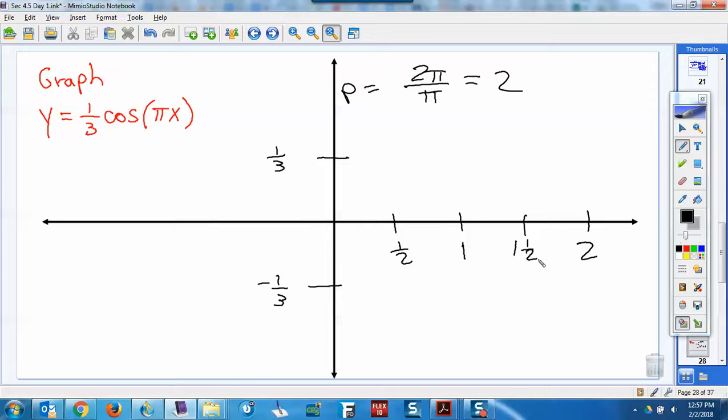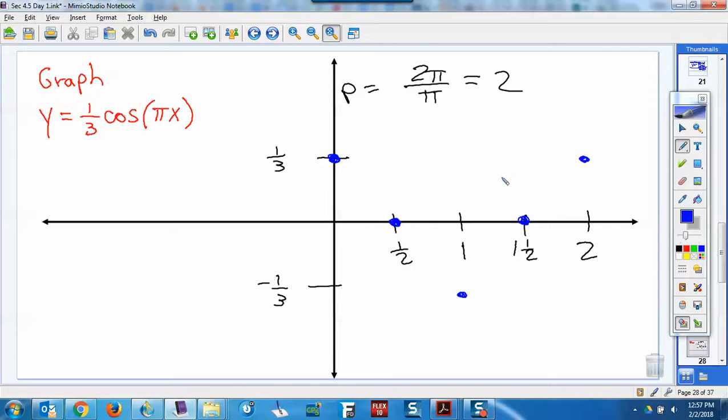And this is a cosine graph. So where's it got to start? Got to start up here. The cosine graph starts up here, doesn't it? And then where's it go? To the x-axis. Then down. Then back to the x-axis. And up. Those 5 points. That's all you need for the sine and cosine.